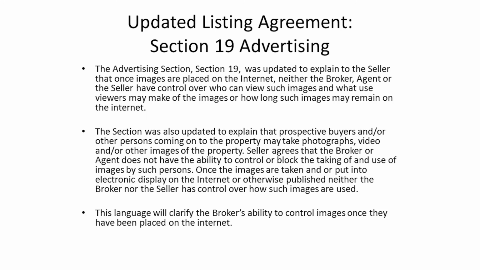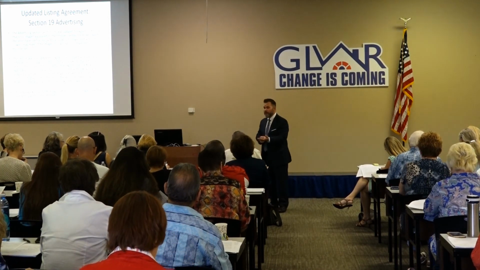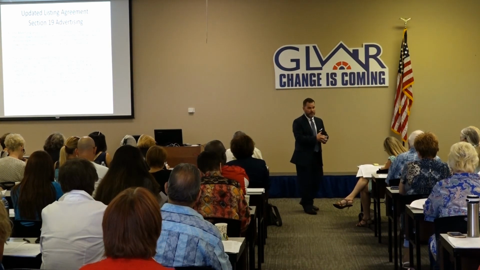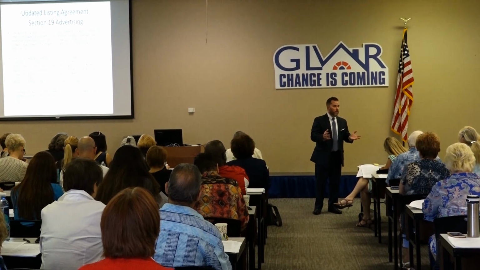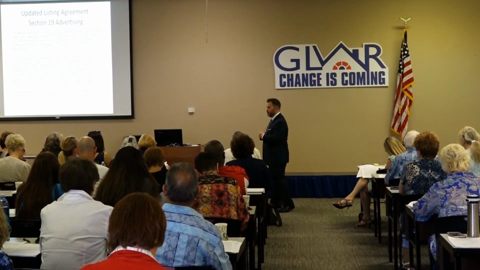Section 19, advertising. This section was updated to explain what exactly the broker has control of. Because our MLS routinely gets telephone calls from sellers saying, the images of my house are on ABC website, take them down. So it's an explanation to the seller that once you agree to have photos taken of the property, they are uploaded onto the internet. The seller and the broker have no control over whoever on the internet takes that picture and how they use it. We are not the internet police, we can't go out to a random website and say take it down, okay?